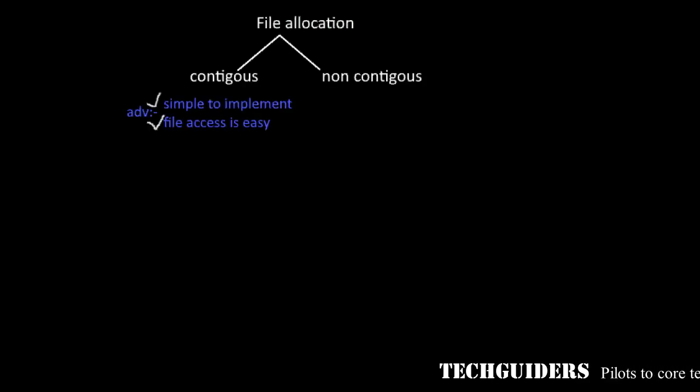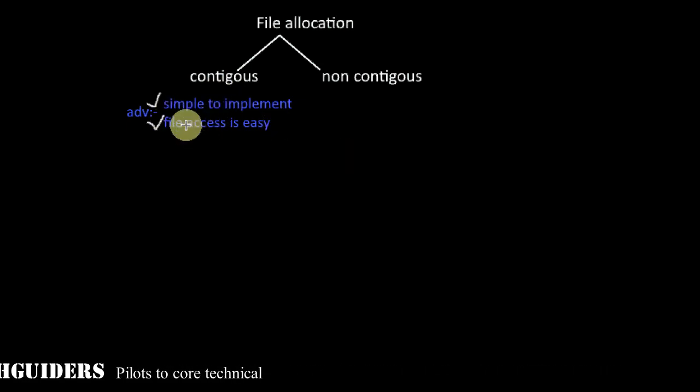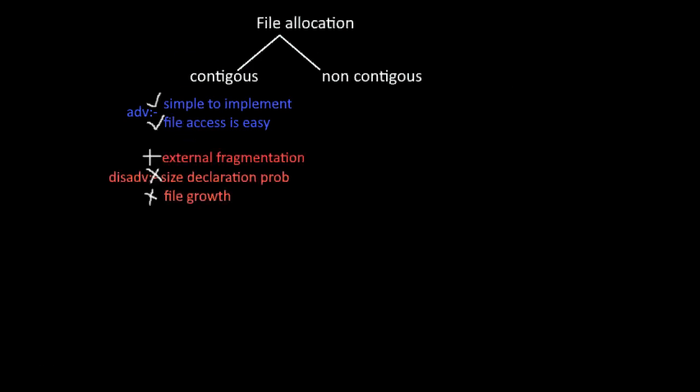Till now we have seen the file allocation can be either contiguous or non-contiguous. The contiguous file allocation, even though it's simple to implement and provides easy file access, both sequential and direct access, suffers from many problems such as external fragmentation. Since we need a contiguous set of blocks, the size of the file should be declared while the file is being created, and sometimes the file cannot continue to grow in the future.